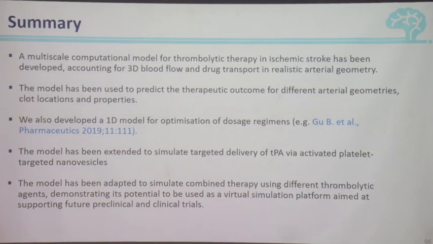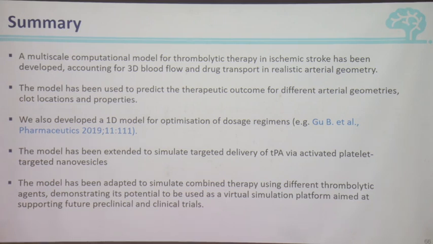Right, just to summarize, I've shown you a multi-scale model for thrombolytic therapy in ischemic stroke. The model can be applied to realistic arterial geometries, so it doesn't really matter where the blockage occurs, as long as we have the medical images to reconstruct the three-dimensional geometry. And in fact, the current work has been extended to include the entire cerebral vasculature in the brain. So the geometry is much more complex than the example that I showed you earlier. We're still in the process of wrapping up that work and getting it published.